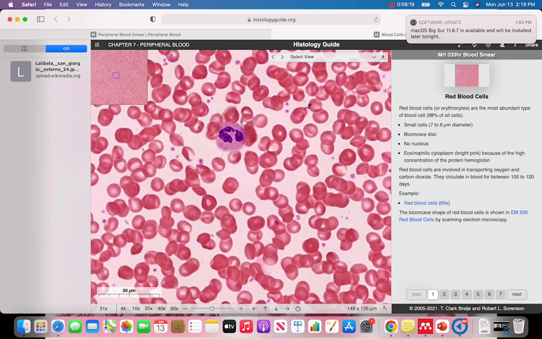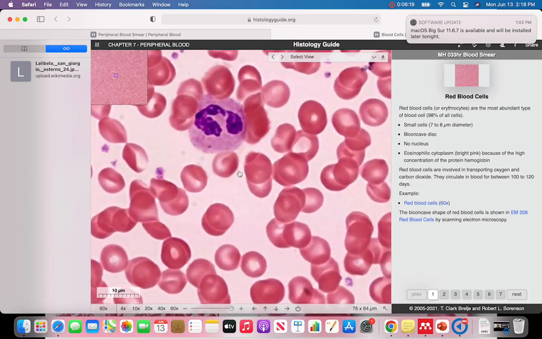And this is a neutrophil. The granules are neutral, and as you see, the cell contains lobes, several lobes. It contains 2 up to 5 lobes. In this case, it contains, I think, 3 lobes.